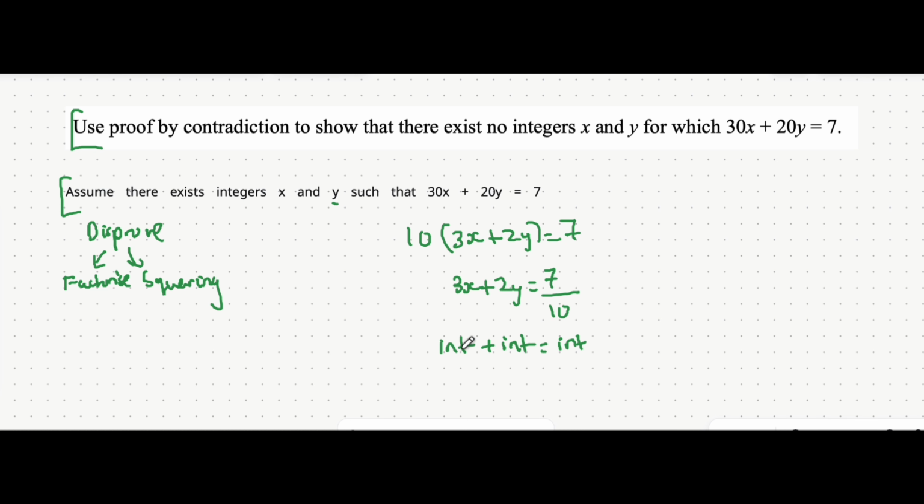So we've disproven that assumption because we've shown that when x and y are integers, the sum of 3x plus 2y should be an integer, whereas it's not here. Then you'd make a statement saying, hence, actually I'll make it here.